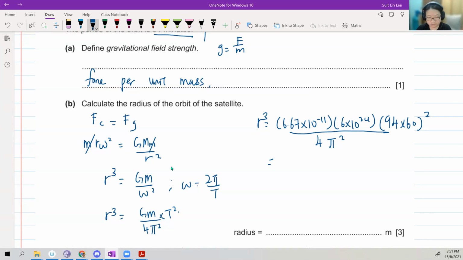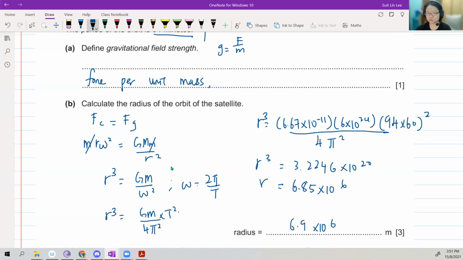Okay, the rest seems fine. So R cubed will be 3.2246 times 10 to the power of 20. Not writing the intermediate numbers is also okay. So answer to the power 1/3. So 6.85 or 6.9 times 10 to the power of 6.